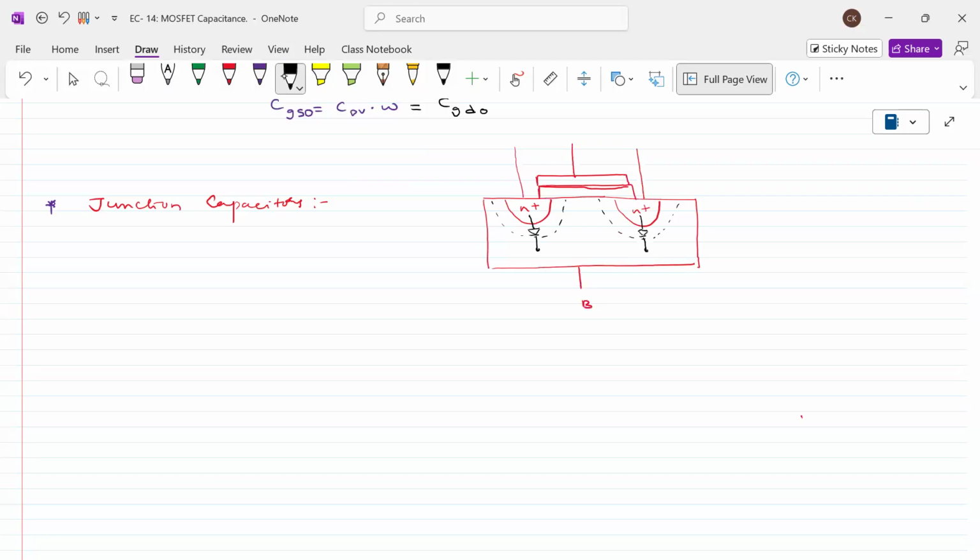You can consider it in this way. Therefore there is a PN junction formed there. Whenever there is a PN junction that is reverse biased, definitely a capacitance can be seen. That capacitance is called junction capacitance. Here this capacitance has two types of capacitances we can see. One is called sidewall capacitance. The second one is called bottom capacitance.